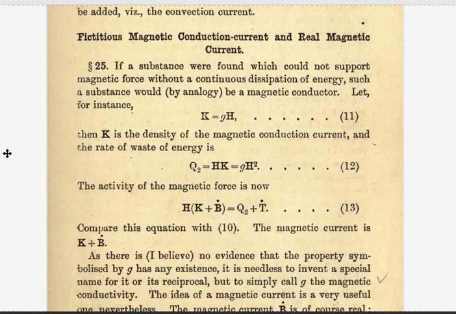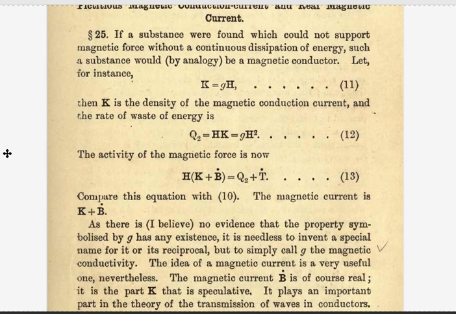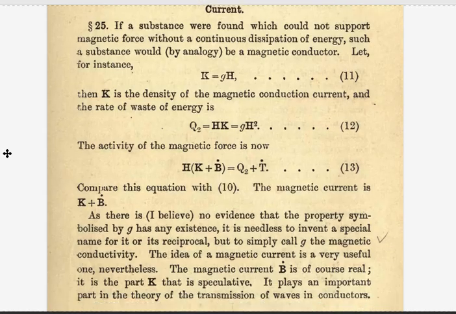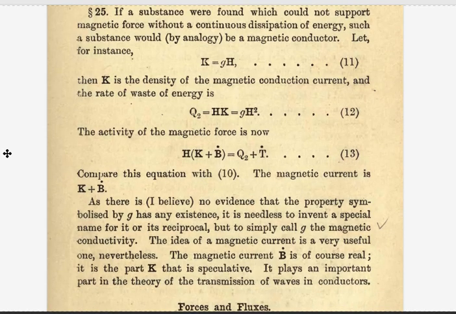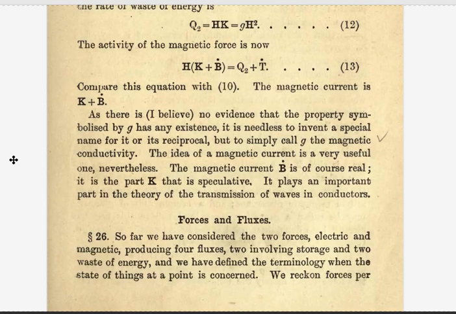Fictitious magnetic conduction current and real magnetic current. 25. If a substance were found which could not support magnetic force without a continuous dissipation of energy, such a substance would by analogy be a magnetic conductor. Let, for instance, K equals GH. Then K is the density of the magnetic conduction current, and the rate of waste of energy is Q2 equals HK equals GH squared. The activity of the magnetic force is now H(K + Ḃ) = Q2 + Ṫ. Compare this equation with 10, which was E(C + Ḋ) = Q1 + U̇. The magnetic current in equation 13 is K + Ḃ.